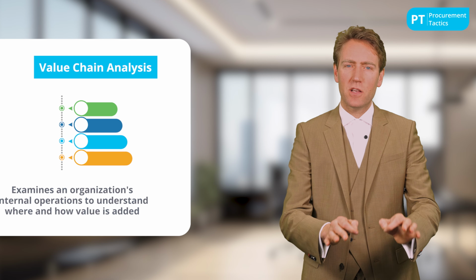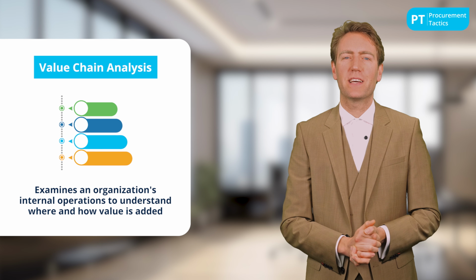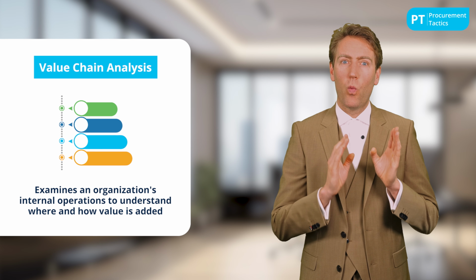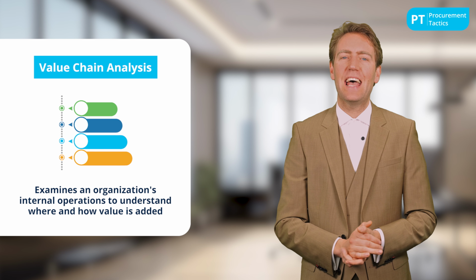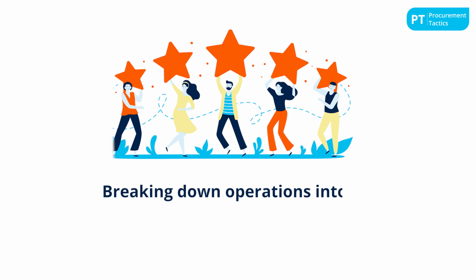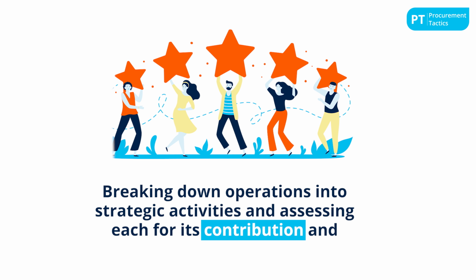VCA examines an organization's internal operations to understand where and how value is added. This involves breaking down operations into strategic activities and assessing each for its contribution to value and cost efficiency. The objective extends to understanding the interrelationships and cost implications in the value chain, making it an important tool for both immediate cost savings and long-term strategic planning.